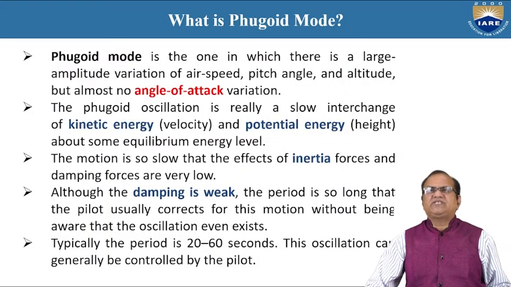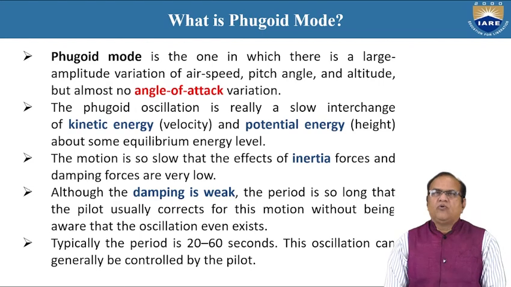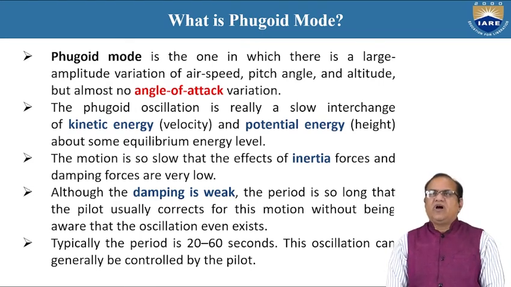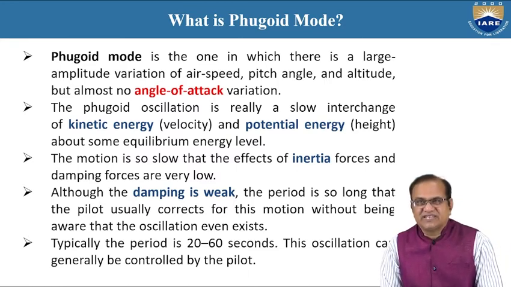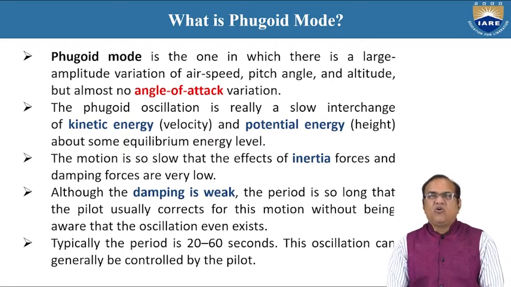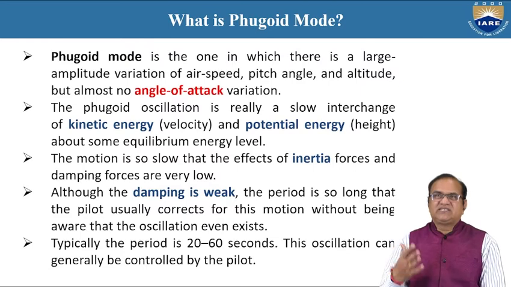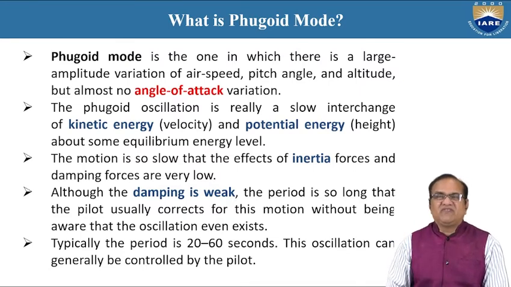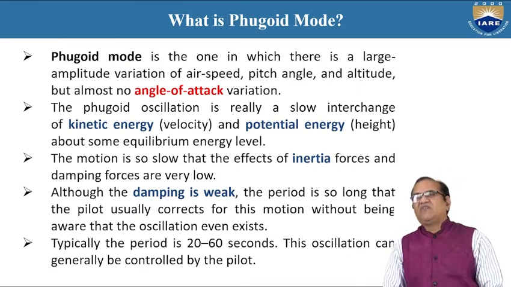Now, what is the phugoid mode? The phugoid mode is the one in which there is a large amplitude variation of airspeed, pitch angle and altitude, but almost no angle of attack variation. In this, the angle of attack is mostly constant. Only the speed, pitch angle and altitude, meaning height, will vary. However, the angle of attack will not vary.